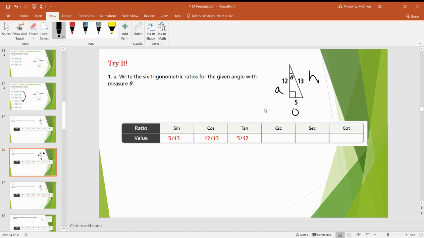So if I was looking for tangent, I have the opposite over the adjacent, I have 5 over 12. Same thing with sine and cosine, I figure out what the ratio is, and then I write the correct fraction. Now cosecant, secant, and cotangent, take the reciprocal. So I know sine already, so I now know cosecant. Same thing with secant and cotangent. Okay. SOHCAHTOA and remembering the reciprocal ratios is going to help me a ton.